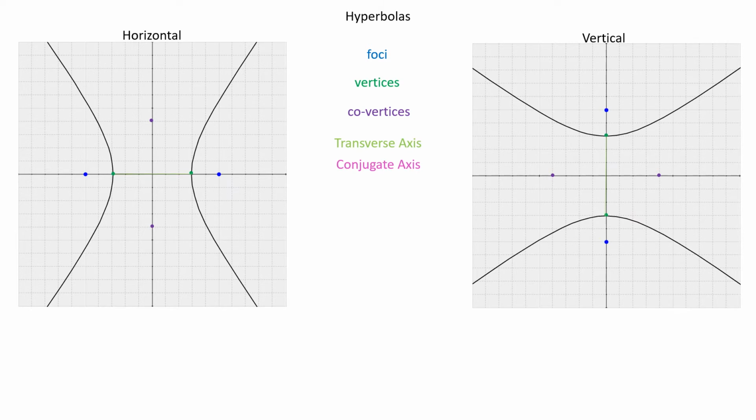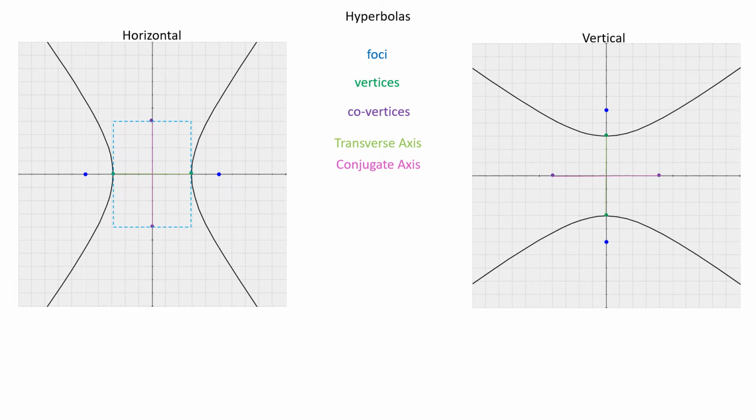The conjugate axis is going to be the one that connects the two covertices. It'll be along that line of symmetry. Well, I guess they're both along a line of symmetry, but it would be the one that separates the two arms. So the conjugate axis goes between the two covertices.